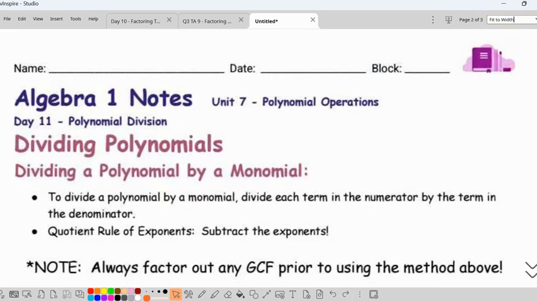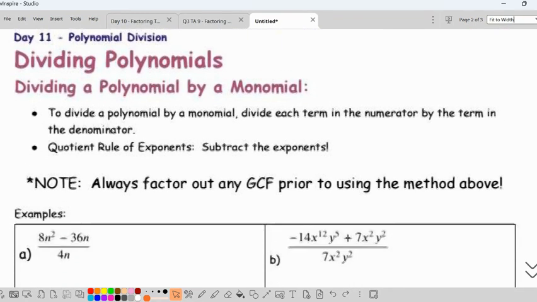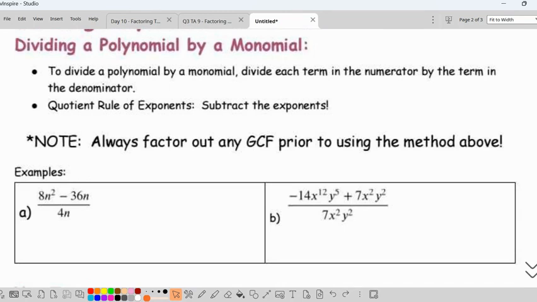In this video, we'll take a look at dividing polynomials, both dividing a polynomial by a monomial as well as dividing by a binomial. To divide a polynomial by a monomial, we are dividing each term in the numerator by the term in the denominator. We also want to remember our quotient rule of exponents. We subtract the exponents when we're dividing. And I also have a note on here to always factor out the GCF prior to using any of our dividing methods. So we're going to start with our first example.